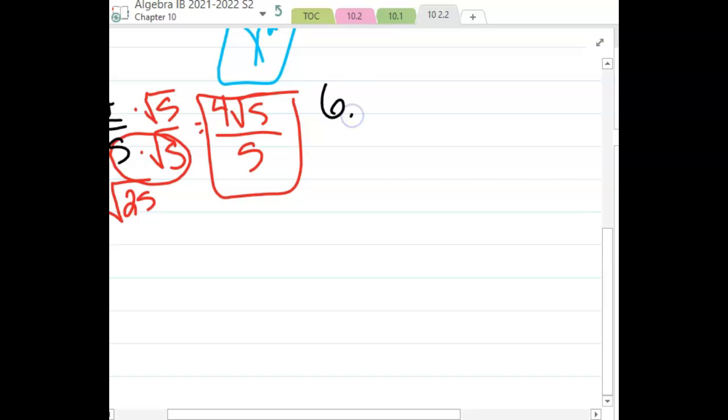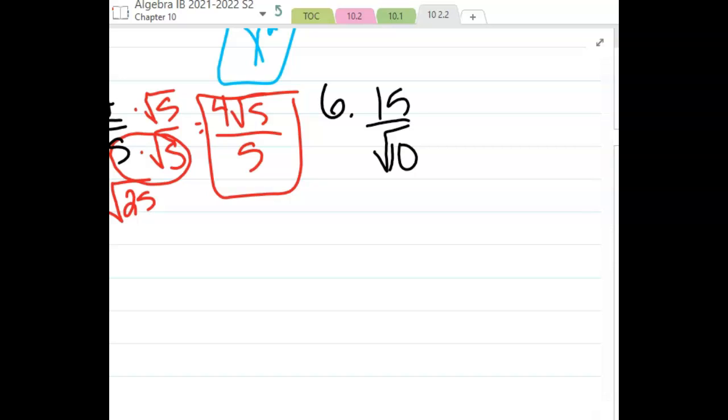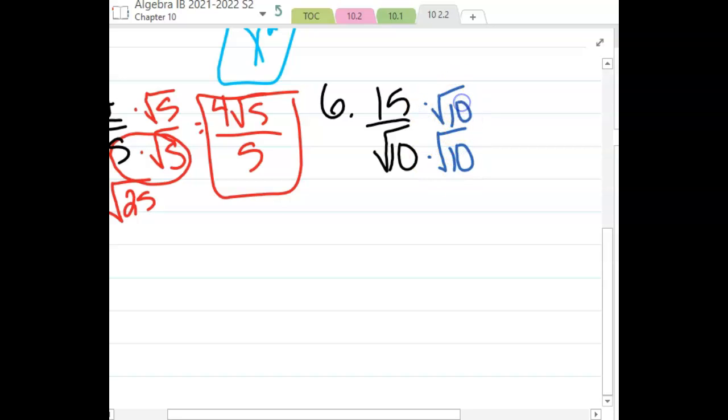Okay, number 6. Let's say we have 15 over the square root of 10. Once again, break apart the fraction if you have one. I don't have a radical under my fraction, so no problem there. I want to simplify if I can. Now, 15 and 10, they both have a 5 in common, but the 10's inside, the 15's outside, so I wouldn't be able to do that. So we're ready to do what we did in the last step. We're going to multiply the numerator and the denominator by the square root of 10.